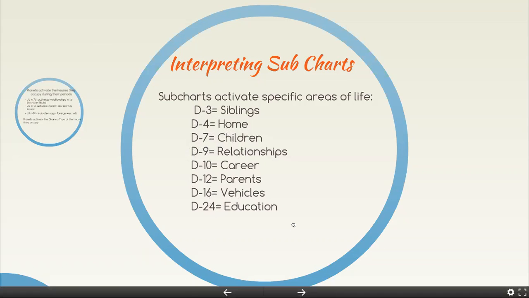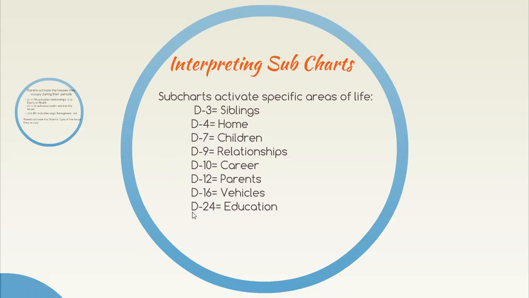And one of the ways you can know this is just looking at a D24 in a chart that is accurate, because these subcharts become very sensitive to time differences. So if your birth time isn't exact, you wouldn't rely as much on these D charts. But if you have an exact birth time and you look at a child's D24, you can tell a lot about how that child's education will unfold.